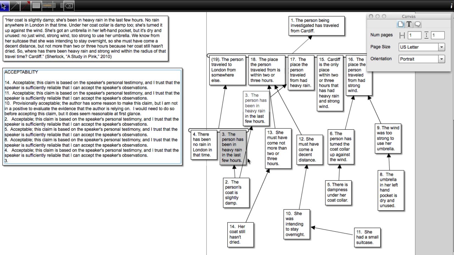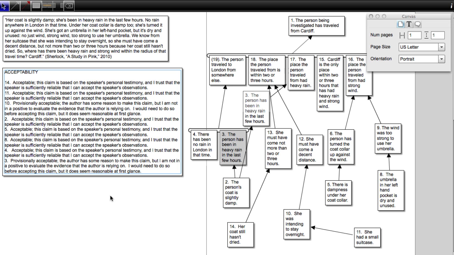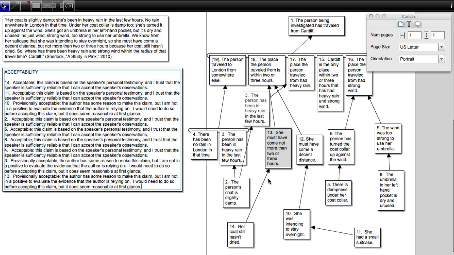3, the person has been in heavy rain in the last few hours. Now this is more like 10, right? Because there's some evidence for this, but I can't really evaluate the evidence, but it seems reasonable, so I'm going to call it provisionally acceptable. 13, very similar. There's some evidence. I'm not skilled enough to know whether this evidence is enough, but it seems reasonable, so I'm going to provisionally accept it. Same thing for 12.